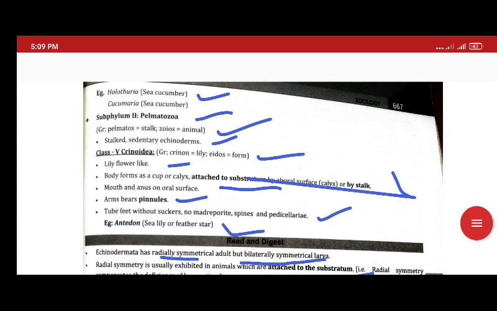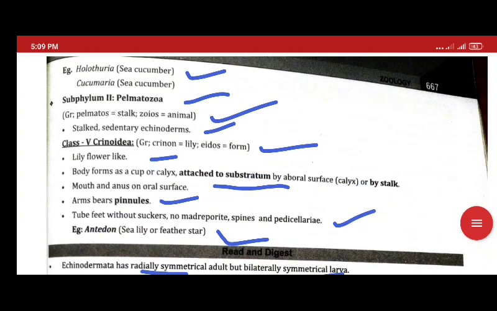Now we will discuss some types of questions from this, and we will move to the chordata.